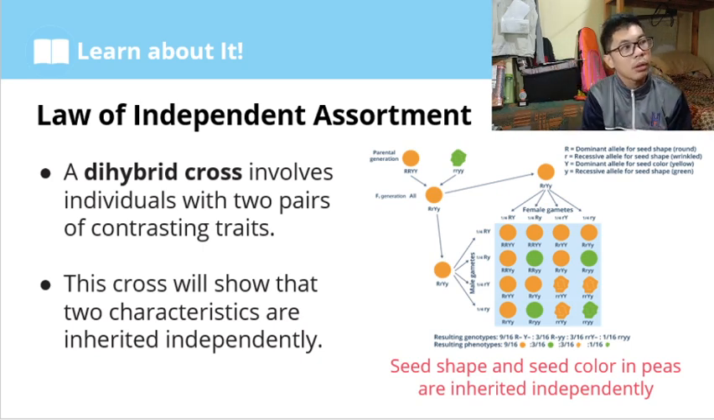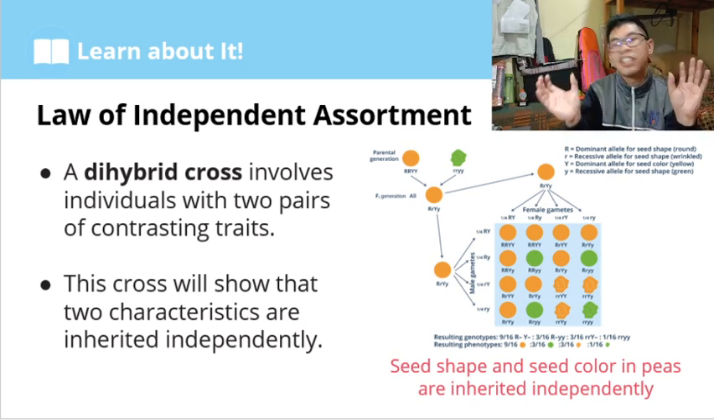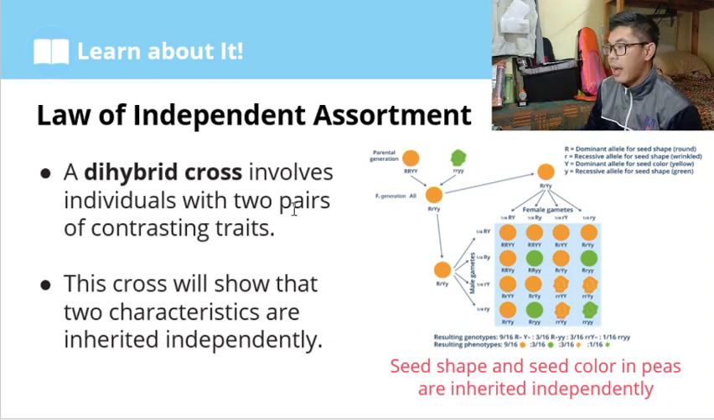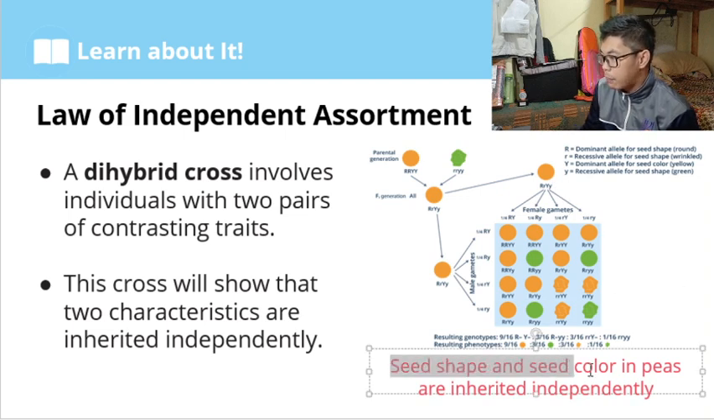If you talk about body size like fat and thin, it's just one trait. However, in a dihybrid cross, two traits lang pinag-uusapan natin dito. Kaya in this case, makikita natin sa example nito, pinagsama nila ang seed shape at seed color.